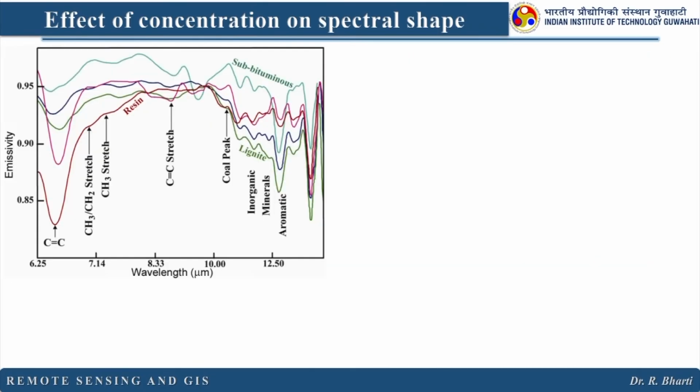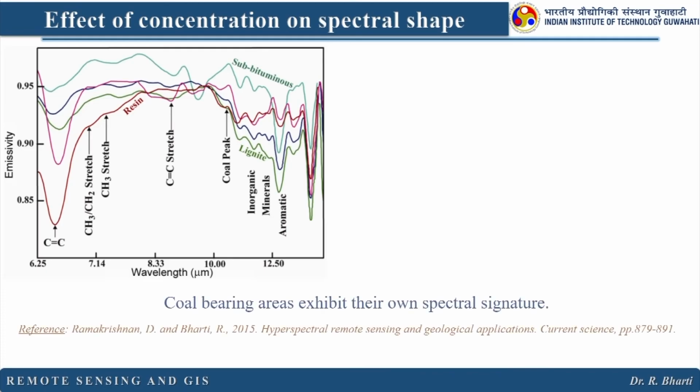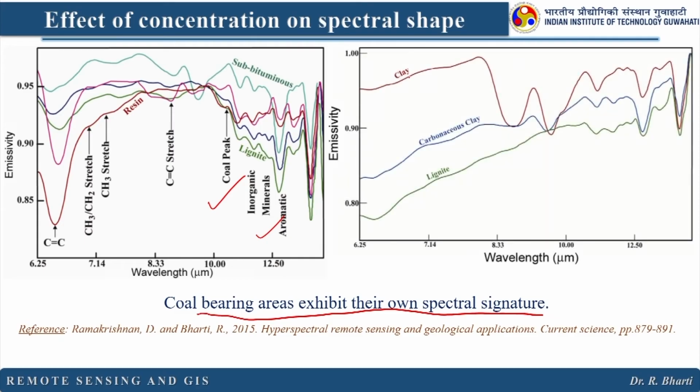This is another example from coal. Here you can see the coal bearing areas exhibit their own spectral signature, and here we have given all the details of this coal spectra, right? So here you have clay, carbonaceous clay, lignite, and how they are different from each other. They are found in the same environment, in the same place, but their spectral signatures are different. So you can use such information to map the way we have mapped the suspended sediment concentration, right?